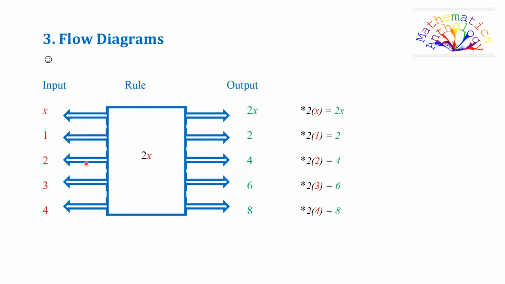us 2. Same with the next input of 2. We substitute 2 in place of x, so 2 times 2 will give us an output of 4. The next one, we substitute an input of 3 for x, so 2 times 3 will give us 6. And the last one, 4. 2 times 4 will give us 8 there.